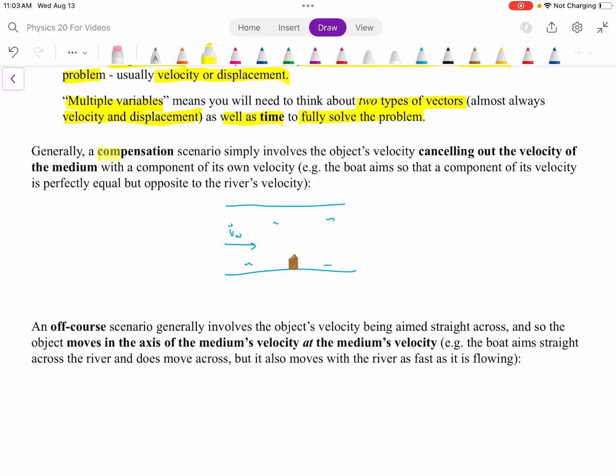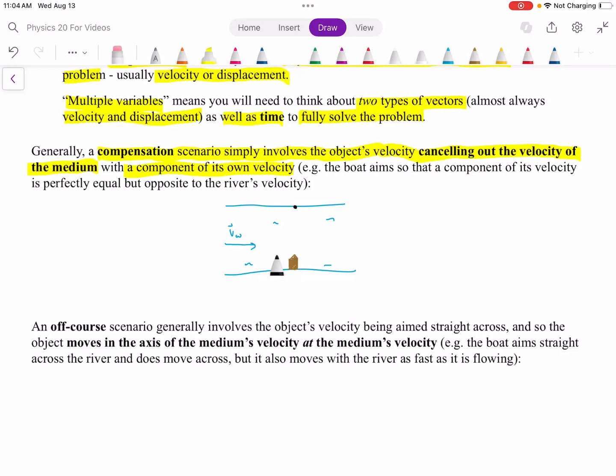So in general, a compensation scenario simply involves the object's velocity canceling out the velocity of the medium with a component of its own velocity, right? So for example, if we have a boat that's trying to go straight across this river, well, if it just aims itself straight across, it's not going to make it straight across, right? Because as it's aiming itself this way, the river's velocity is also going to be carrying it to the right at whatever velocity the river flows with, right? So that's not going to compensate for the motion of the river.